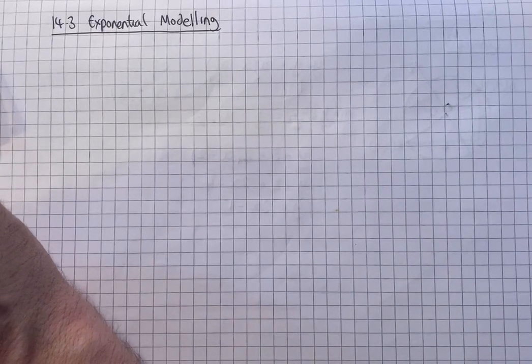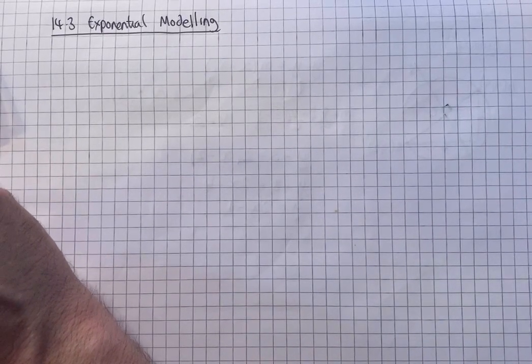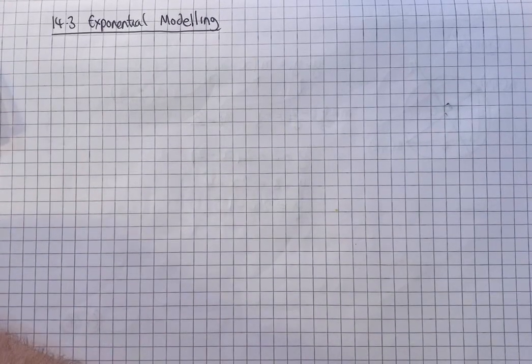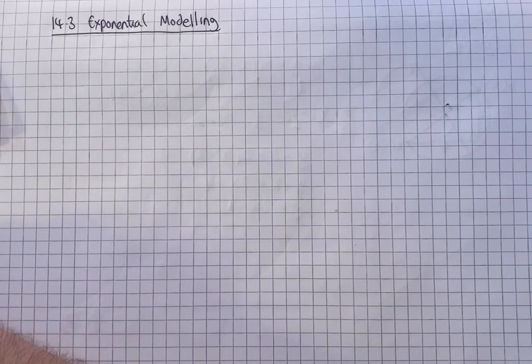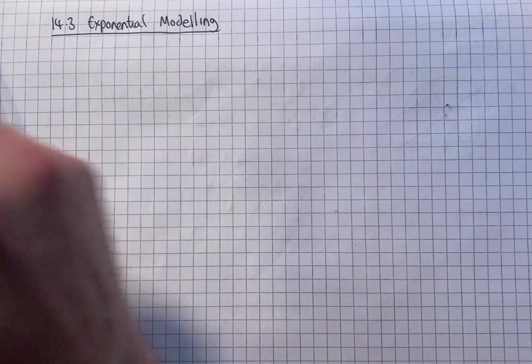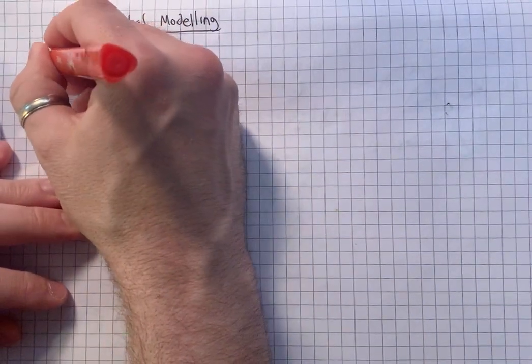Third part of this chapter, exponential modelling. So we can use exponential function to model a real world problem, such as population growth, and we're going to look at example 5.